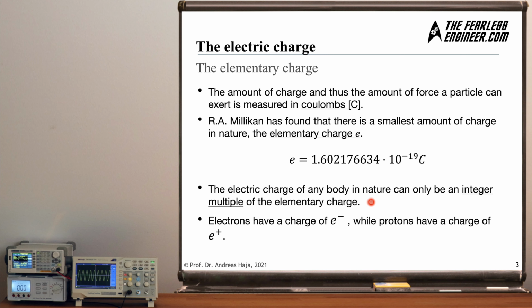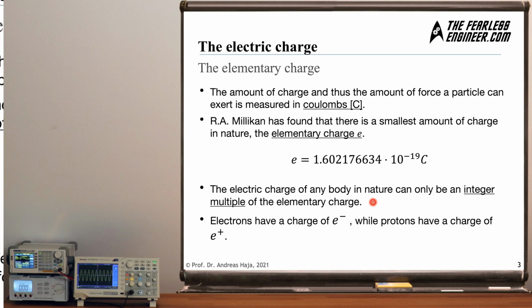I can surely tell you that you will have grabbed an integer amount of grains in your hand. You will not be able to grab 1,000.5 grains of sand. You will either be able to grab 1,000 or 1,001 grains of sand. And it's the same with the elementary charge. Electrons, one of the basic particles which make up atoms, we have discussed this in another video, have a charge of e-, and protons, which live in the atomic core, have a charge of e+. So the magnitude of charge is identical, but the sign differs.